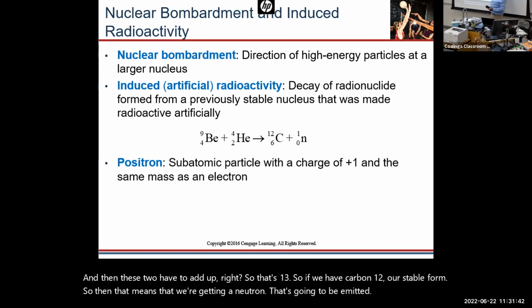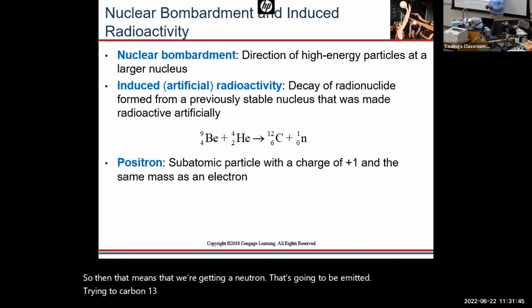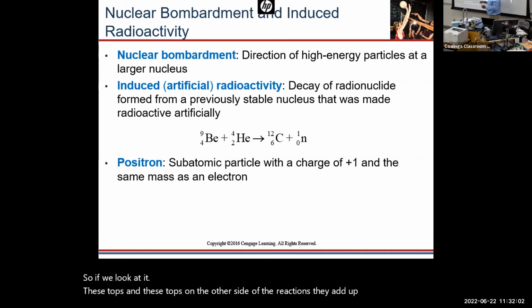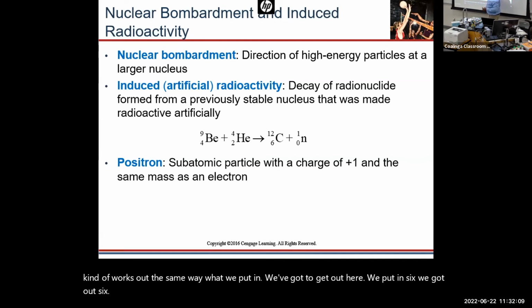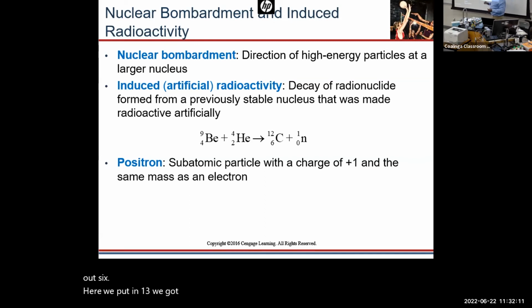So in the sense of carbon 13, carbon 13 would stabilize. That's right. And then we end up with carbon 12. Okay, so if we look at it, the tops on the other side of the reaction add up, right? So in a sense, it works out the same way. What we put in, we've got to get out. Here we put in 6, we got out 6. Here we put in 13, we got out 13. Okay, not quite the way that we would expect it to.